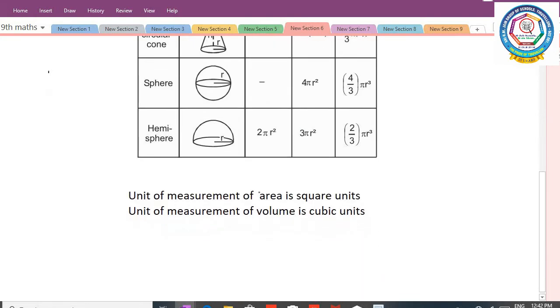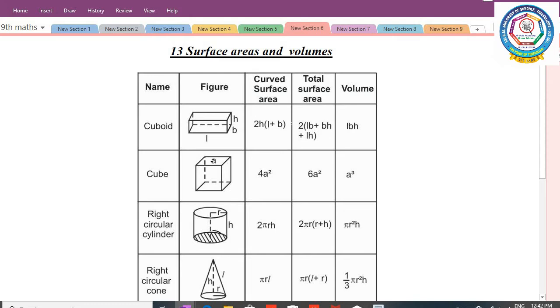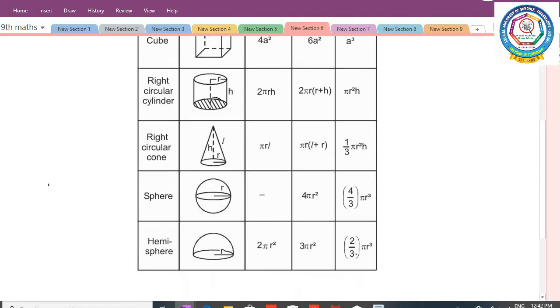Here the unit of measurement of area will be represented in square units. The unit of measurement of volume will be represented in cubic units. For area the unit is square, then for volume the unit is cubic units.